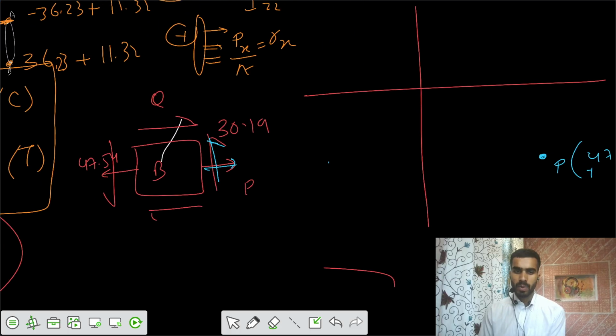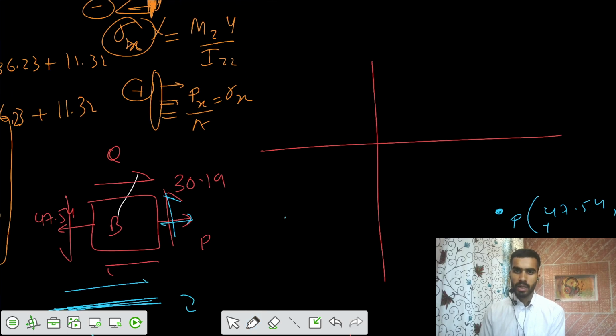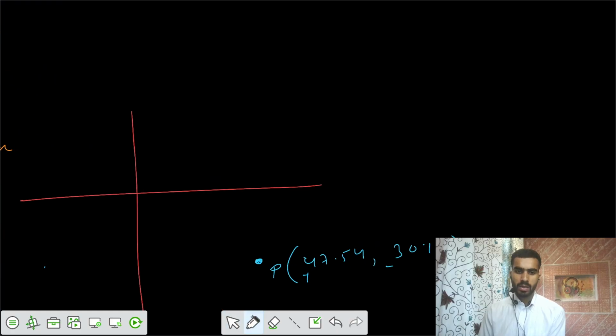And after that you have plane Q, on which there is no normal stress. Plane Q is only having shear stress, clockwise positive, so I can have 30.19. This is 0 comma 30.19. This is plane Q, and I can join those two by a straight line.